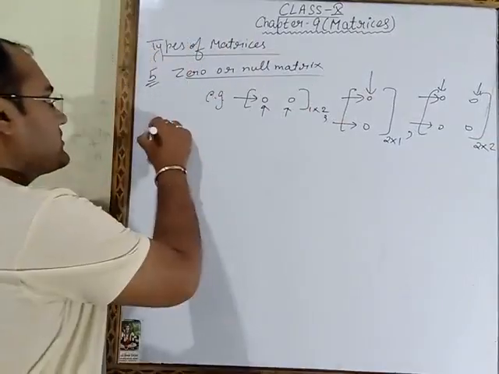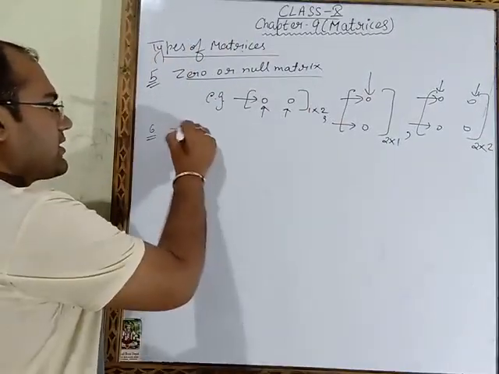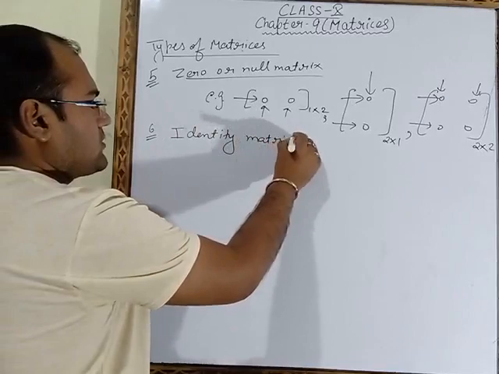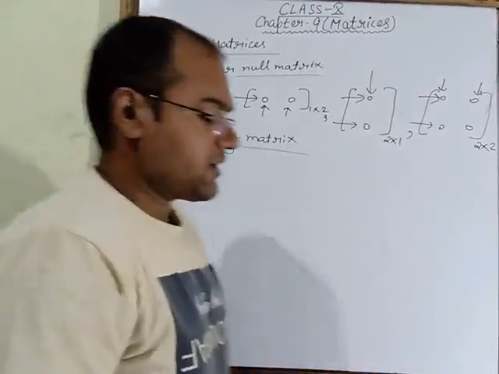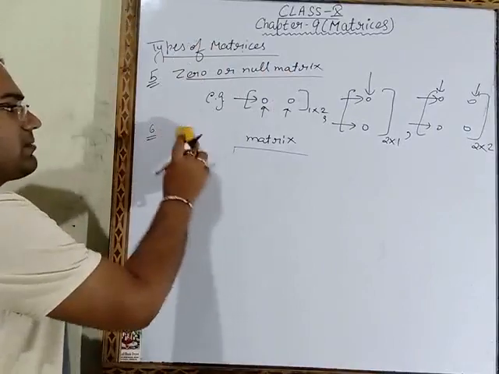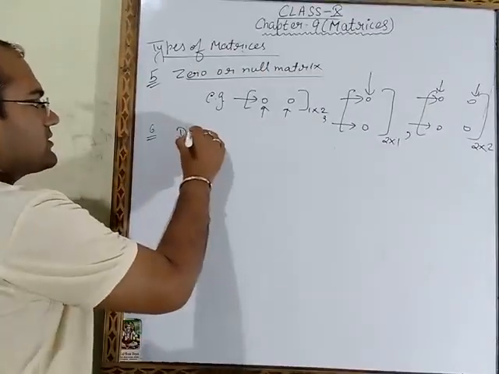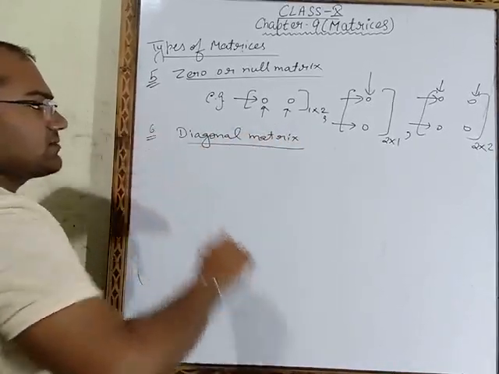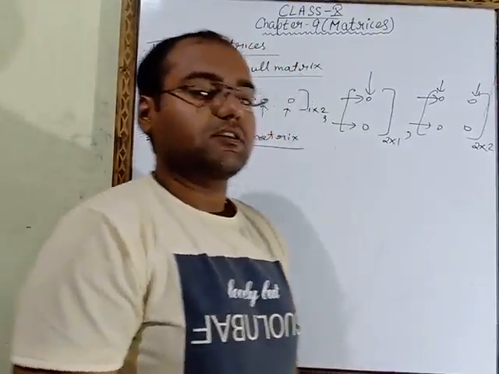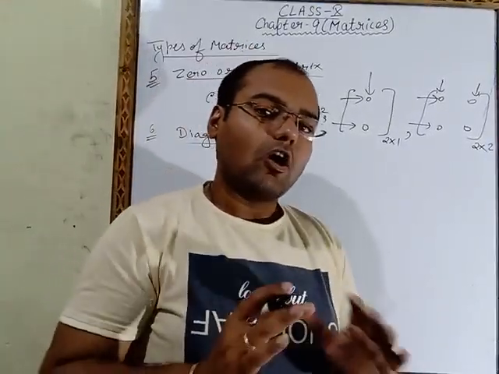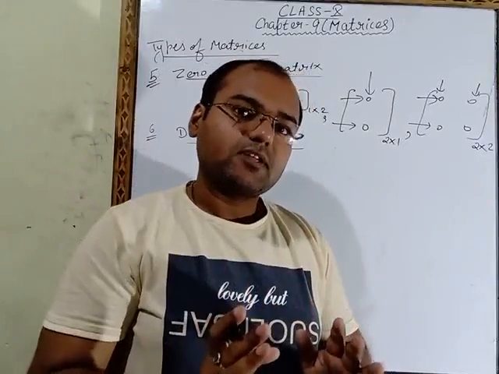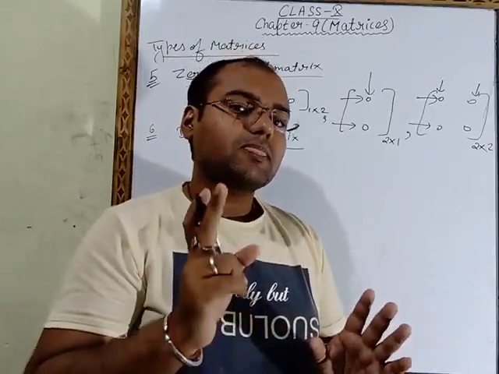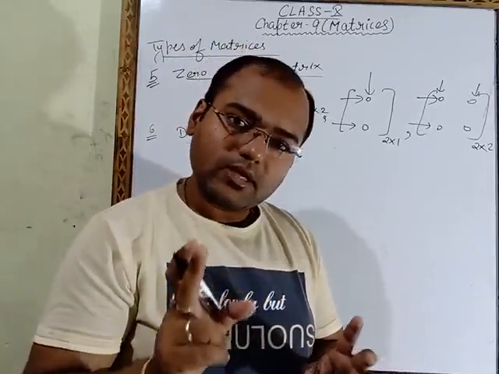Now the sixth type is the identity matrix. Before the identity matrix, you see another type, the diagonal matrix. First of all, you see the diagonal matrix. Sixth type is diagonal matrix. So what is a diagonal matrix? A diagonal matrix is a matrix in which all the elements are 0 except the elements of the leading diagonal. What I said? All the elements will be 0, only leading diagonal elements will not be 0.